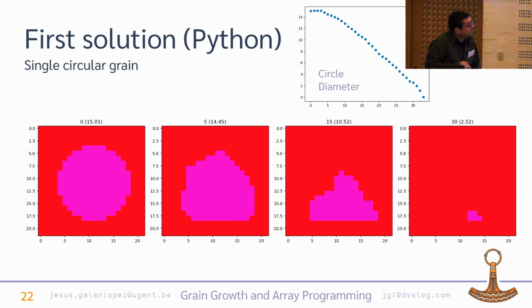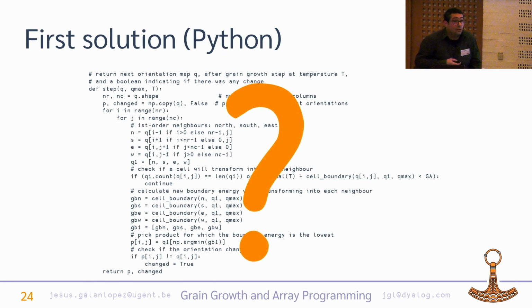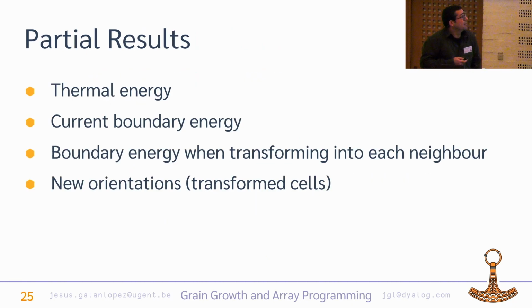But this is not working. It's shrinking and disappearing, but at the bottom it's growing sometimes, and it still shrinks towards the center. So it's not working. And why is that? You look at the code, and it's not easy to figure out why this is not working. What would be nice to understand why this is not working is to have some partial results. We want to know what is the thermal energy of every cell. We want to know what the boundary energy is that we are calculating. And we want to know if we are making some mistake there.